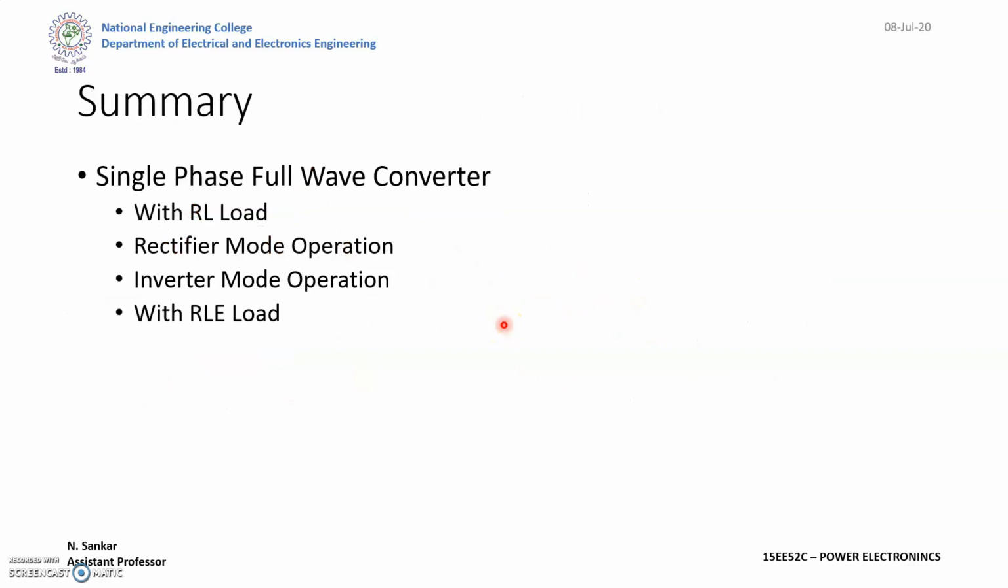In today's lecture we have gone through the operation of the single phase full converter with RL load, in both rectifier mode and inverter mode of operation, that is firing angle less than 90 degrees and greater than 90 degrees, and then the difference between RL load and RLE load. In the next class we will see the semi converter, or half controlled converter. We have covered the single phase fully controlled converter. In the next lecture we will see the single phase half controlled converter, and the difference between fully controlled and half controlled converters.